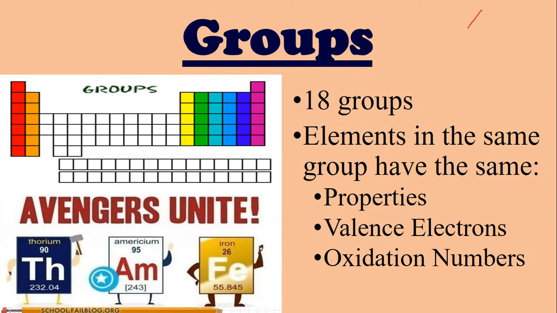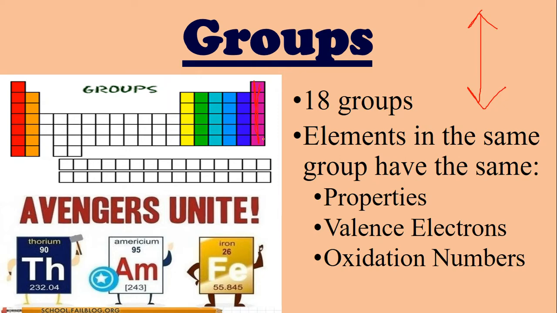Groups, remember, are the columns, and they go up and down. You can see some of the groups here. We're going to ignore the middle of the periodic table in physical science. We're going to talk about them in general, but we won't be doing much with them. There are 18 groups, so there's 18 columns. Elements in the same group have things in common. One, they have the same properties. So all the ones that are purple on this picture all have the same properties, things that they do. They all are going to have the same number of valence electrons, and we're going to talk about what they are in a moment. They all have the same oxidation number, and we're going to talk about that in a moment.